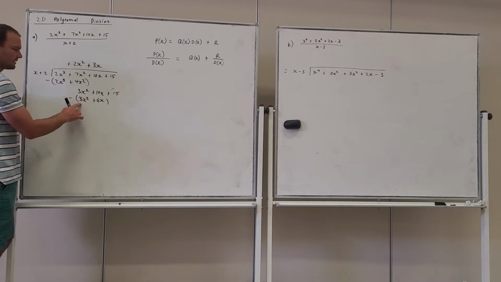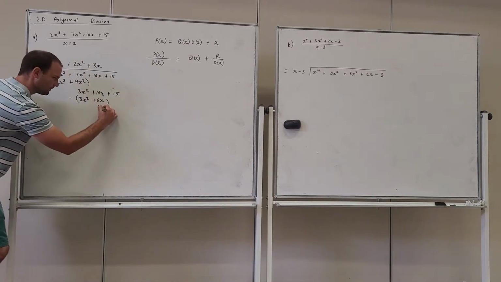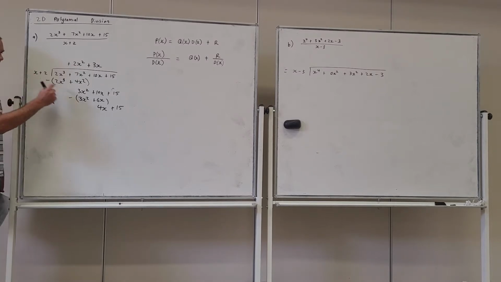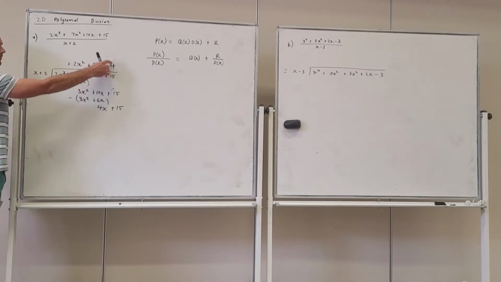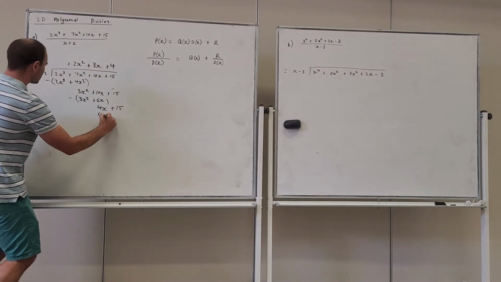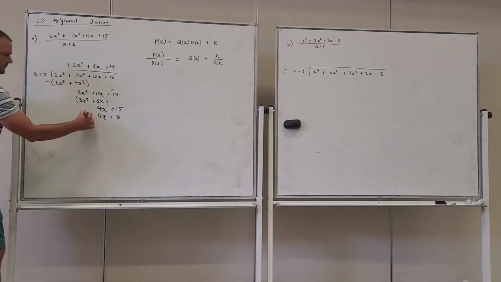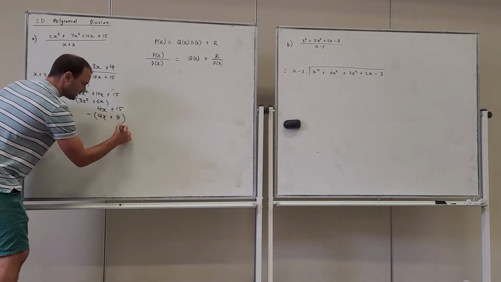So 3x squared and 3x squared cancel. 10x take 6 gives you 4x, and we have 4x plus 15 remaining. For the last number that's going to go on the end here, what do we multiply x by to get 4x? Let's perform that. 4 times x gives me 4x, and 4 times 2 gives me 8. Let's subtract it away. 4x and 4x cancel. 15 take 8 is 7.